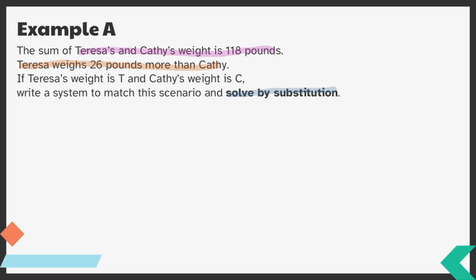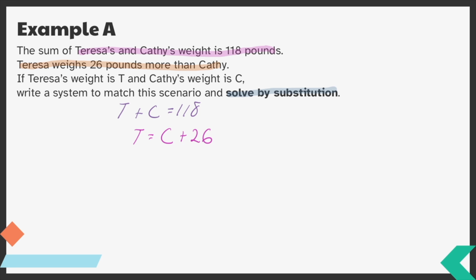Now, when we're setting up a system using word problems or application problems, we're looking for two pieces of information, or two things that we can write out as equations. So the first thing is we know that Teresa and Kathy's weight is 118 pounds. So Teresa plus Kathy is going to be 118 pounds. But that's only one of our equations. The other equation we need is that Teresa weighs 26 pounds more than Kathy. So Teresa is going to be equal to Kathy, but only if we add another 26 pounds to Kathy's weight. So now we've got a system where we have two different equations.